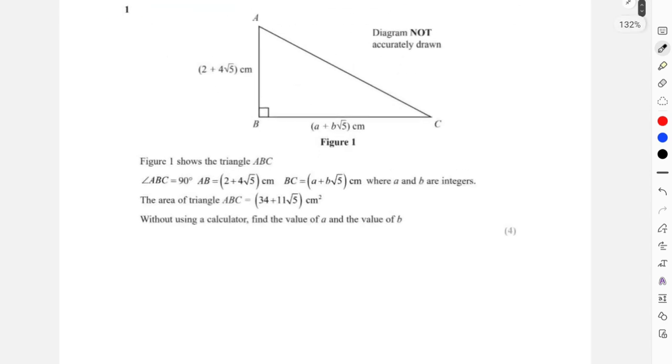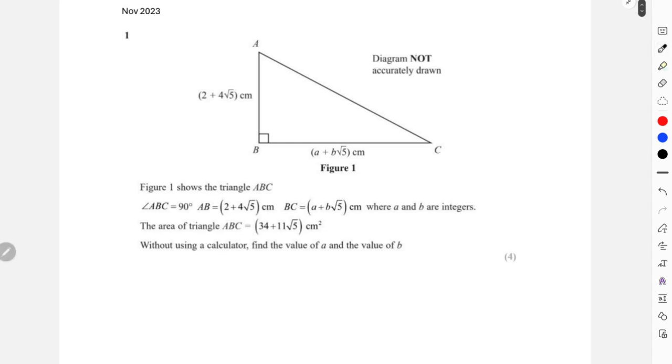For example, over here in this question, this is from November 2023. For this part, we have figure 1 showing the triangle ABC, where it is written that angle ABC is 90 degrees, and the length for AB is 2 plus 4 root 5, BC is a plus b root 5, where a and b are integers. The area of the triangle has been provided to you, and you have to use this to find the value for a and b. Without using a calculator, they indicate that you have to show all your working for this process.